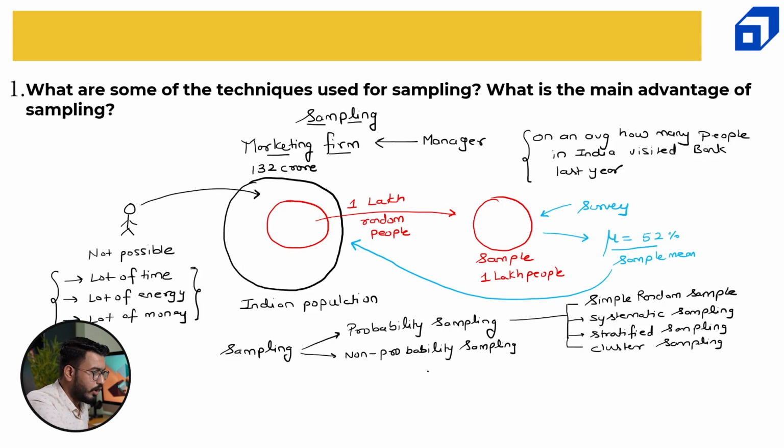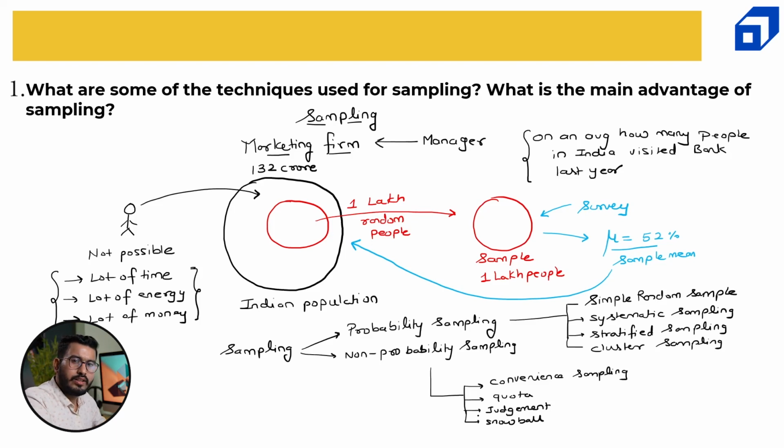While for non-probability sampling, we have convenience sampling, we have quota sampling, then judgment, and finally snowball.